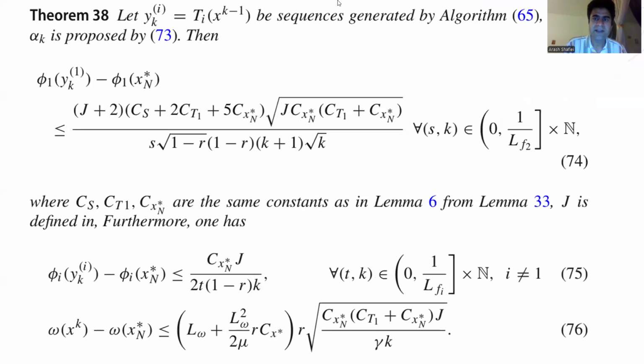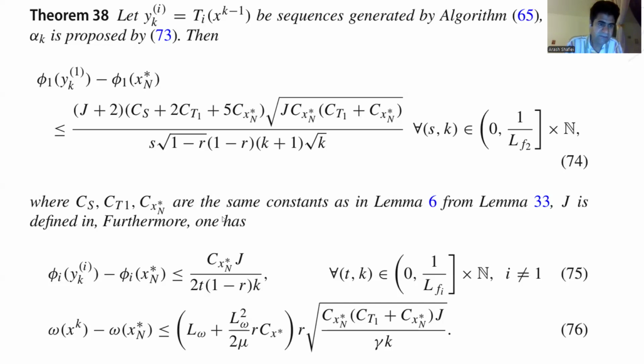Here is the rate of convergence for the multi-level optimization problem, where you take yki as this operator at this point. We take care that xk is generated by the iteration in the multi-level optimization problem. Already we talked about that. And then you have the rate of convergence here for the difference of phi 1 yk. The yk1 has a rate of convergence like this.